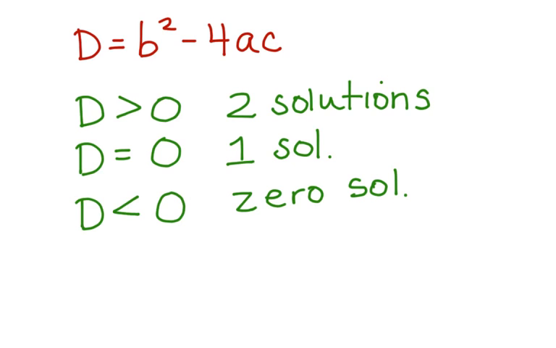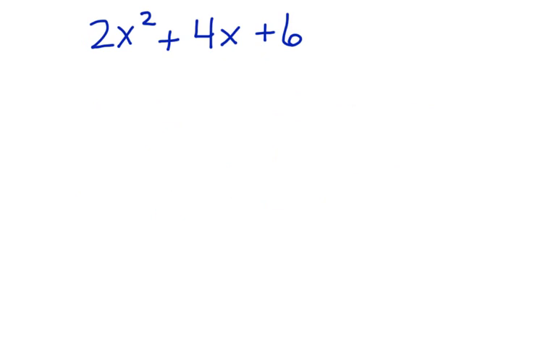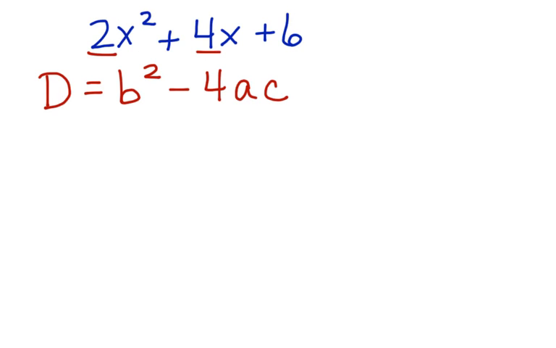Now let's apply all of this with an example. 2x squared plus 4x plus 6. We want to figure out how many solutions there are for this equation. Let's use the discriminant, and we know that the discriminant is equal to b squared minus 4ac. We have the values for a, b, and c in the equation. We can substitute them into this formula.